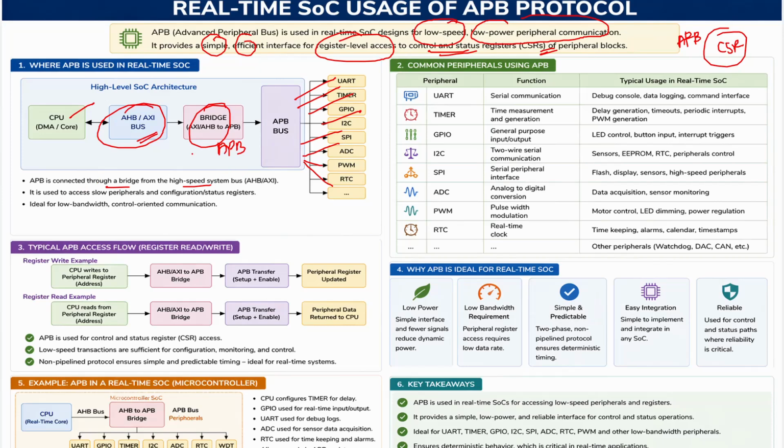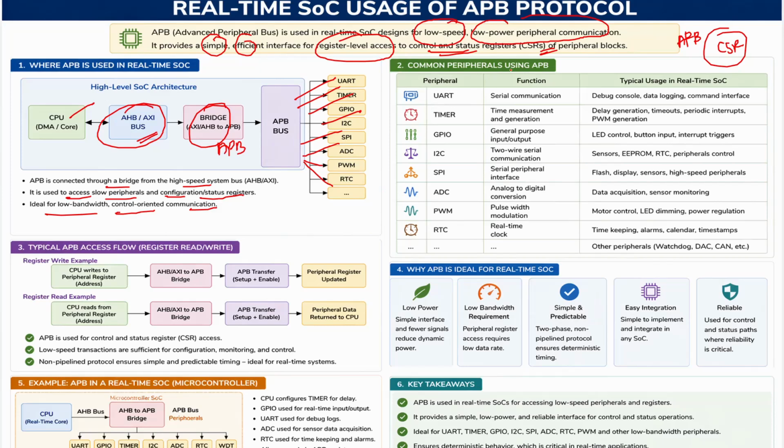So we connect the high-speed system bus like AHB or AXI, and it is used to access low-speed peripherals. We also use it for configuration and status registers. It is ideal for low-bandwidth, control-oriented communication.